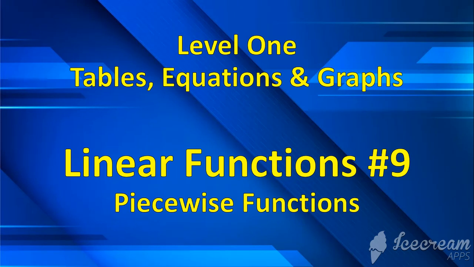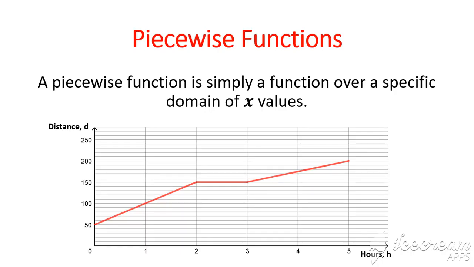This is another linear function video and we're talking piecewise functions. Now a piecewise function is simply a function over a specific domain of x values. Notice this graph here has been broken up into 3 sections: the first section, the second section and a third section. We call these pieces, or different functions for each part of the graph. This is what we mean by a piecewise function. There are different parts to the graph.